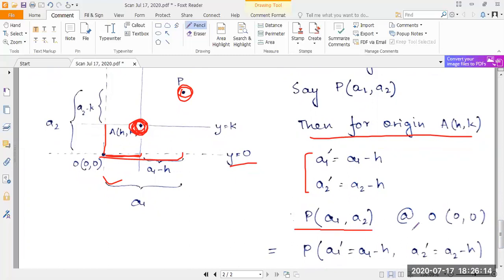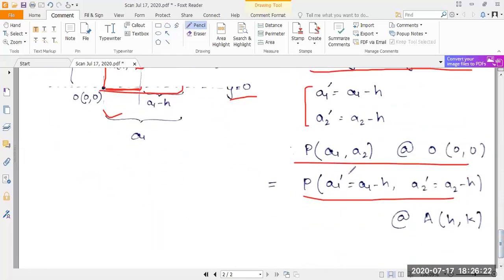So that is what I've written in another form. P(A1, A2) when the origin was O (0, 0) is the same as P(A1' equal to A1 minus h, A2' equal to A2 minus k) when the origin has been shifted to a new origin point A, which is given by the coordinate h, k.